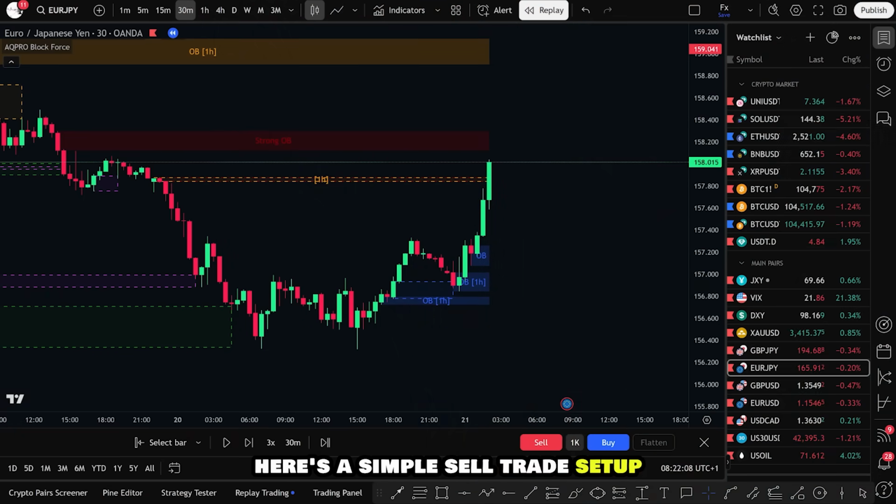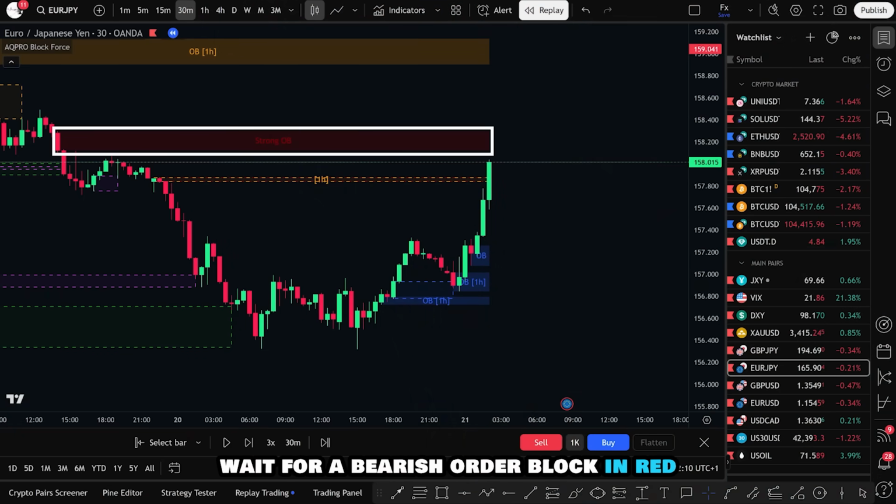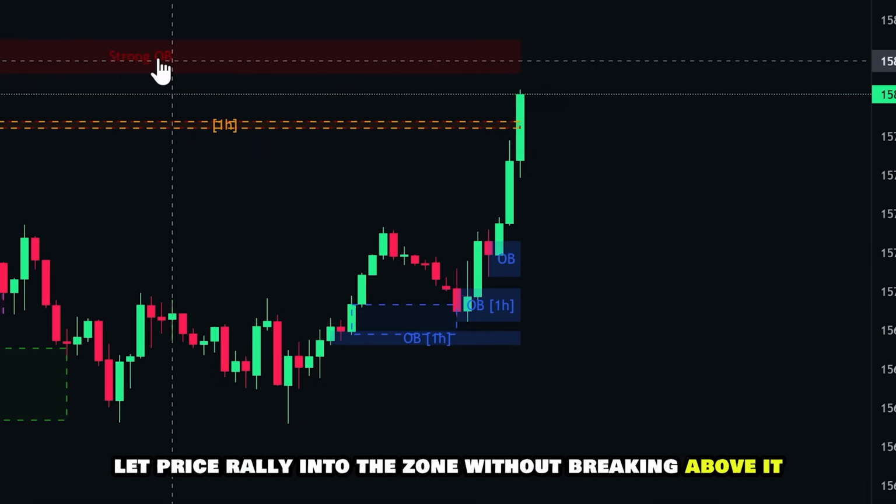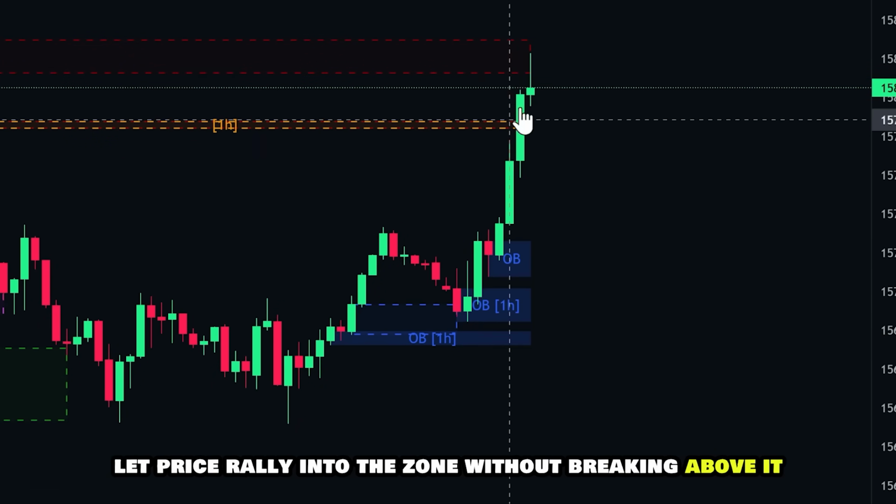Here's a simple sell trade setup. Wait for a bearish order block in red. Again, look for strong or extreme. Let price rally into the zone without breaking above it.